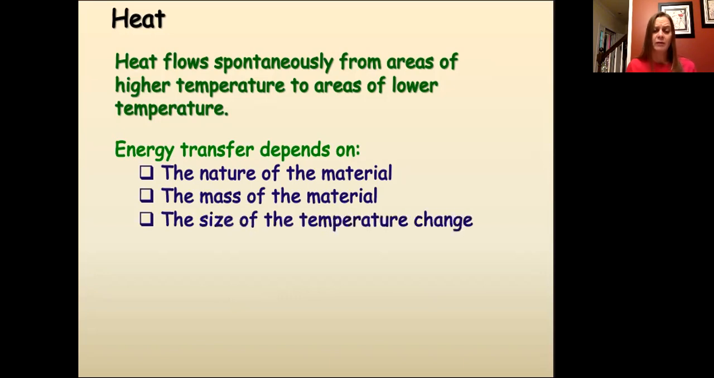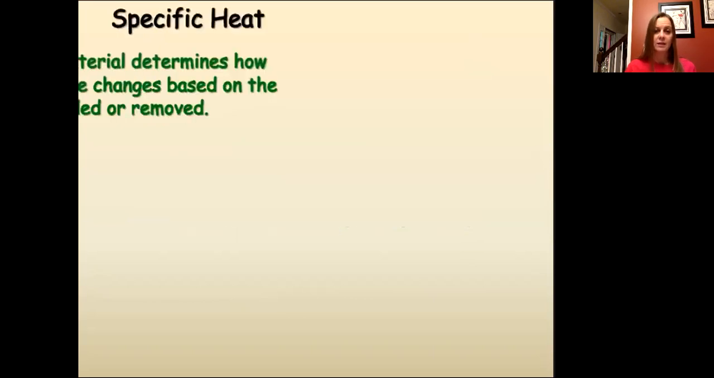And then, of course, the amount of energy transferred depends on the size of the temperature change. So a larger temperature change is going to require or give off more energy. So we have these three things: the nature of the material, the mass of the material, and the size of the temperature change. And the way that we communicate how energy transfer depends on the nature of the material is something we call specific heat.